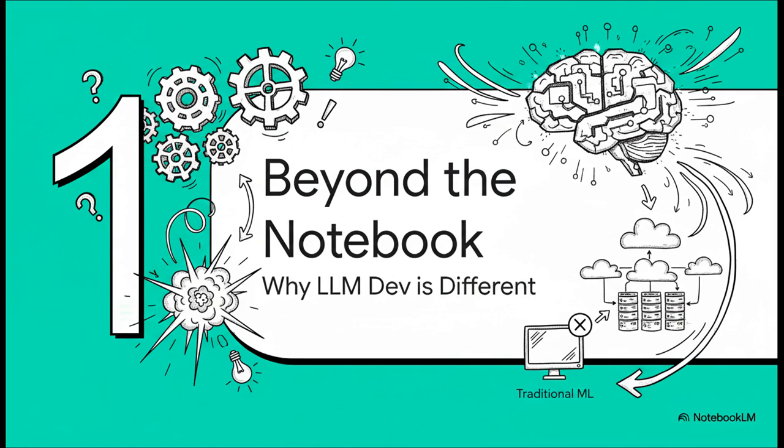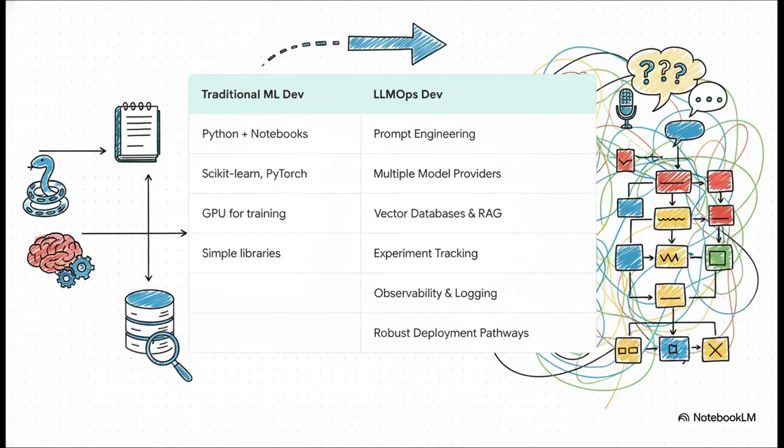All right, first things first. If you're coming from traditional machine learning and think you can just use the same old setup, you're in for a surprise. The tools, the workflows, even the way you need to think about a project has fundamentally shifted. I mean, just look at the difference here. On the left, you've got your classic ML setup. Pretty straightforward, right? Python, notebooks, maybe a library like scikit-learn.